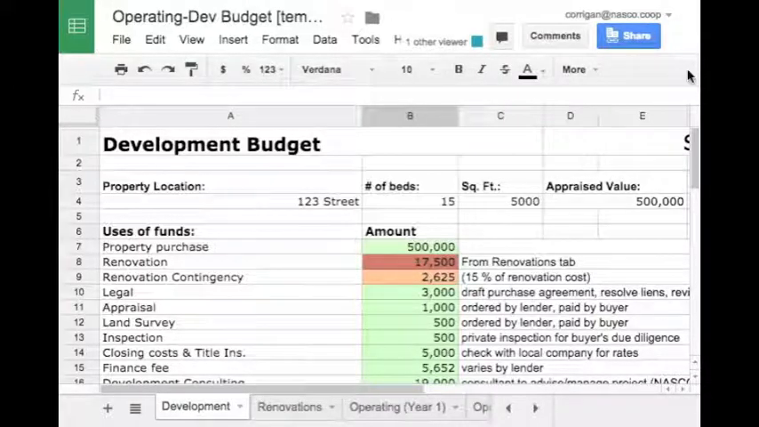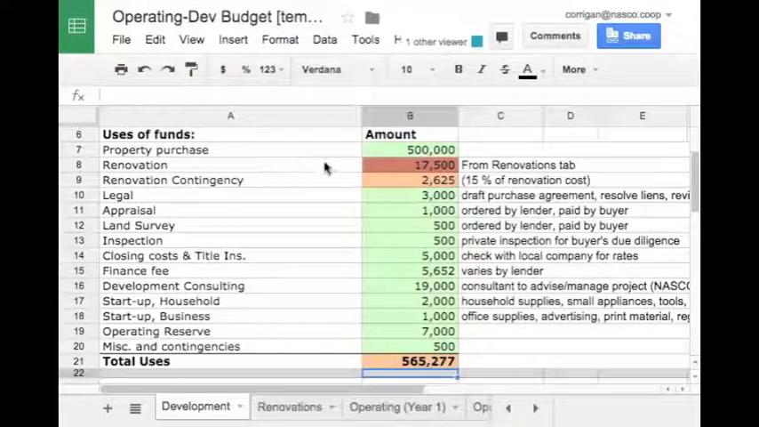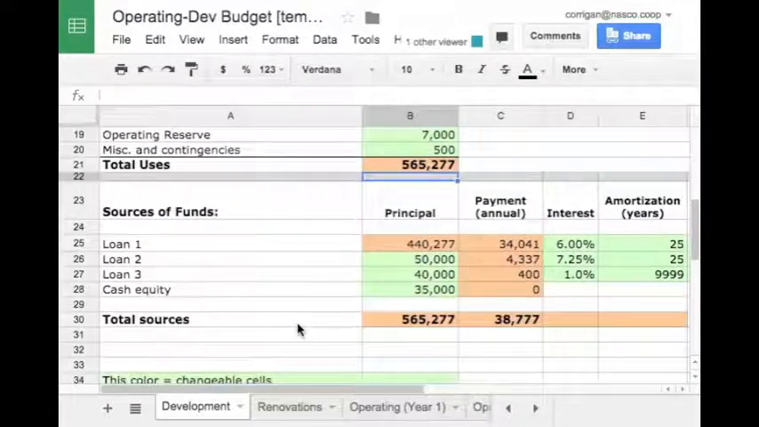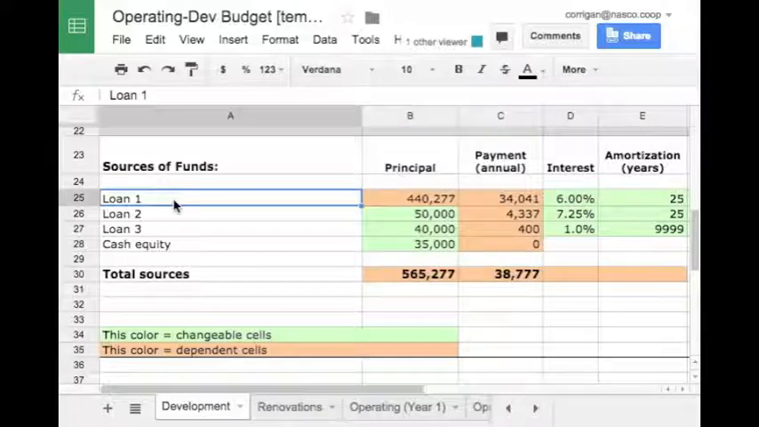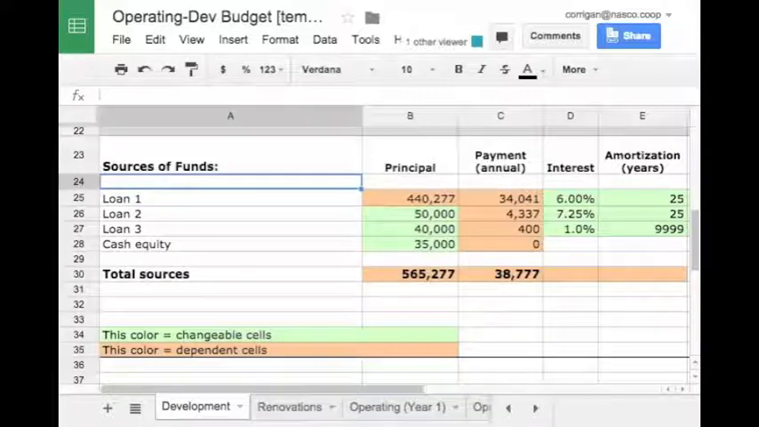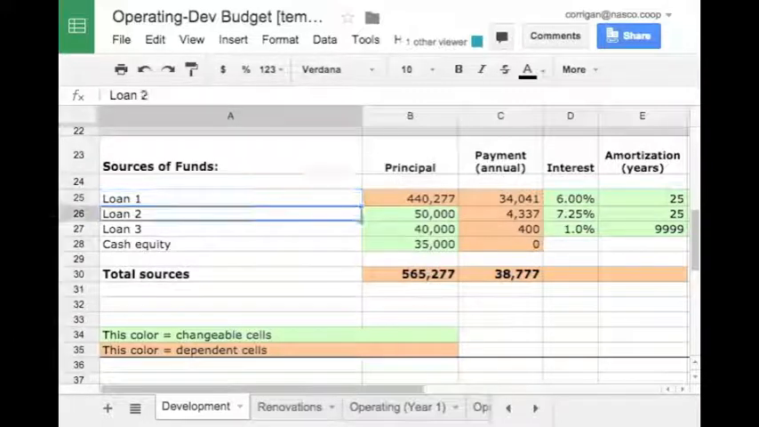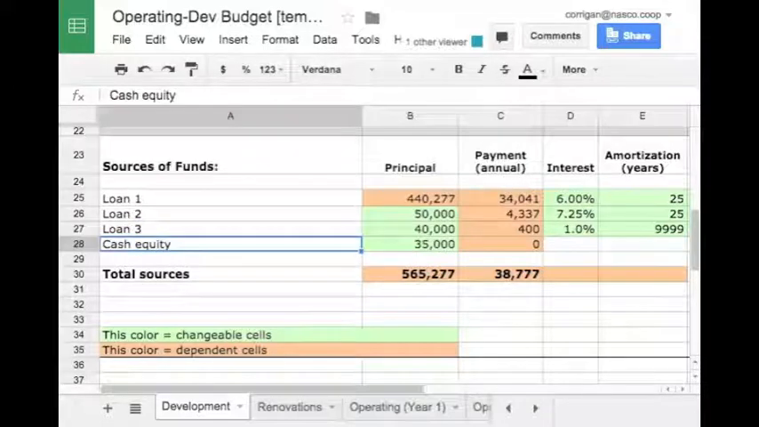So we're in this Google spreadsheet here for the development budget. We're on this first tab for development. We're going to scroll down past the use of funds to the sources of funds. There's basically two sources of funds. You can either borrow money or you can have earned the money. The way we have this set up here, you might have multiple different loans or groups of loans, as well as initial cash equity.